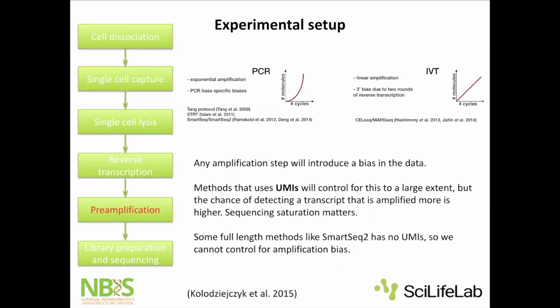When it comes to the amplification, we do have a bias, we know it. UMI controls for it to some extent, but of course the chance of detecting a transcript is higher if it gets amplified more. And then, of course, if we don't have complete sequencing saturation, there is still a slight bias due to amplification also with UMIs. And then, of course, there are some methods that do not have UMIs.